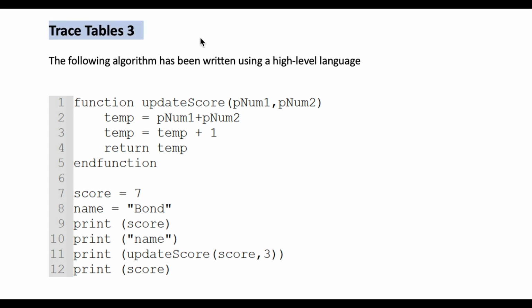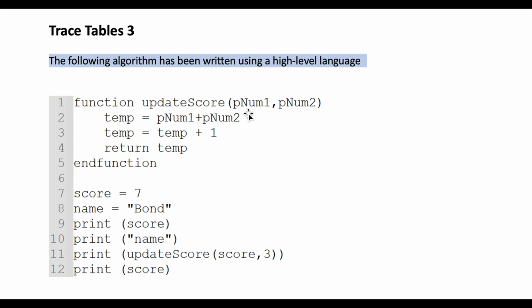We're now going to further develop our understanding of trace tables with a trace table exam question. The following algorithm has been written using a high-level language. So you can see we have a function declaration here called update score. And update score receives two parameters, pnum1 and pnum2. I generally, as a rule, put a p as a prefix to my parameters just to help me remember that I'm dealing with a parameter rather than a global variable.